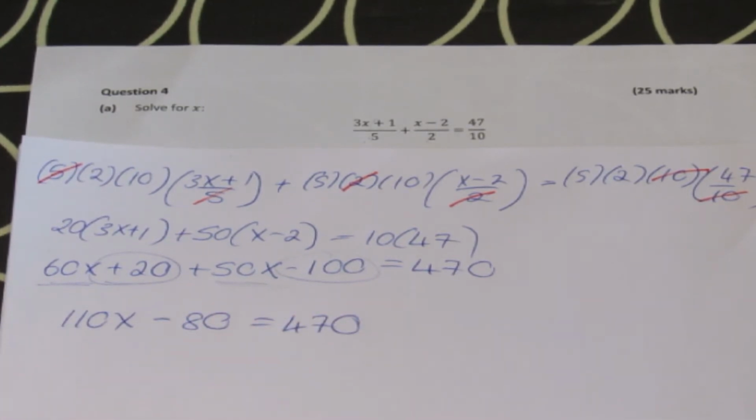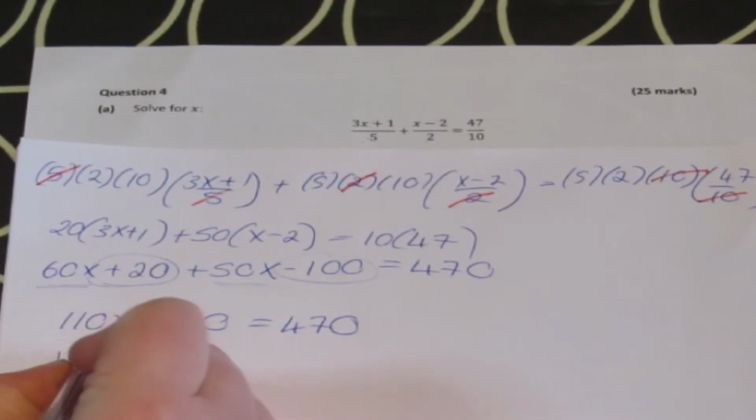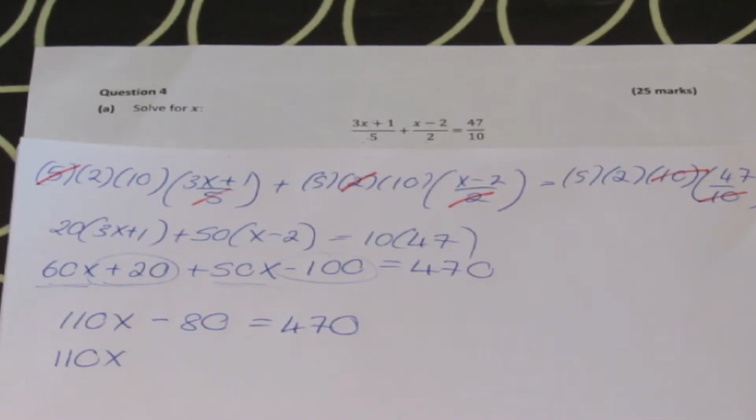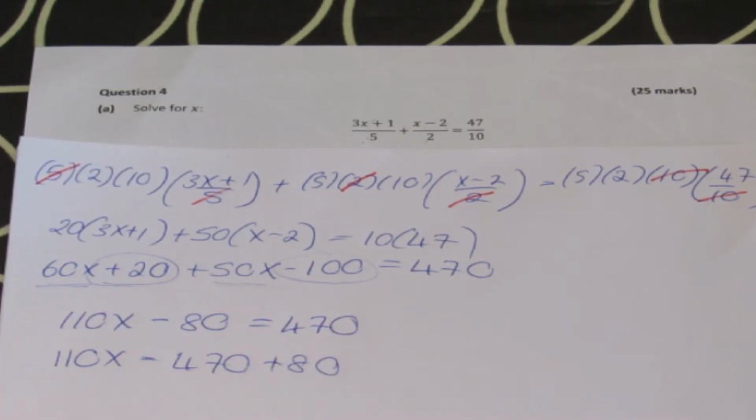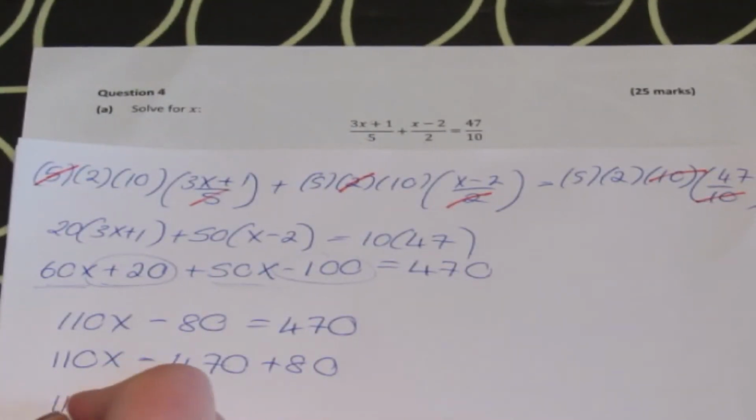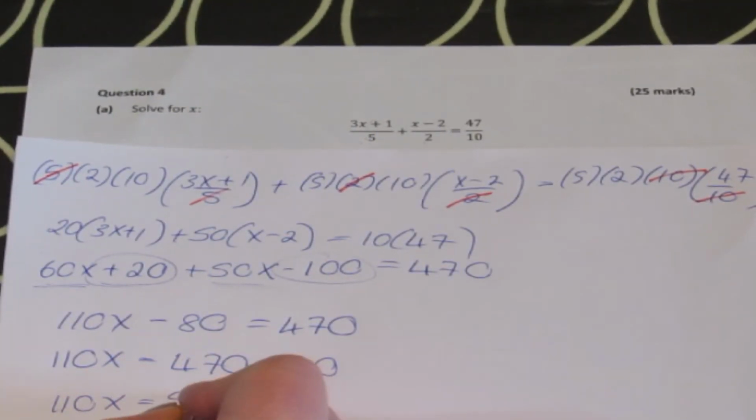We want to find x. We are solving for x. So x is on the left, numbers on the right. So we're going to keep 110x on the left. We're going to move that minus 80 over. When it moves over across the equal sign, it does the opposite, it adds. So we get 110x is equal to 550.